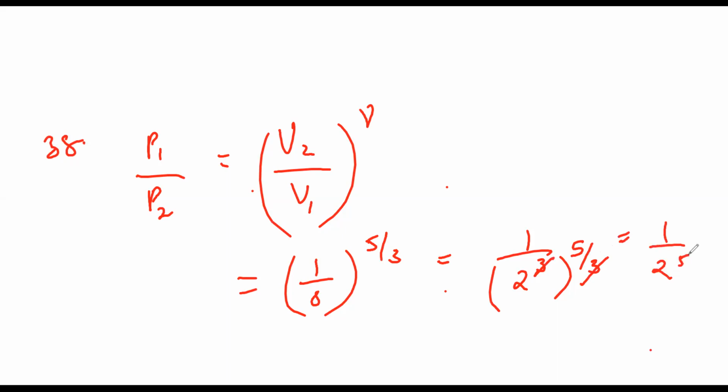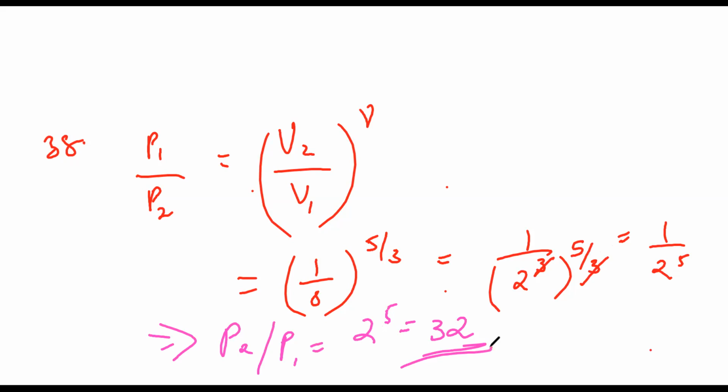Now I have to find P2 by P1. So P2 by P1 is what? It's equal to 1 by 2 power 5 inverted, which is 2 power 5. That is nothing but 32. That is the answer. Option A is the answer for the 38th one.